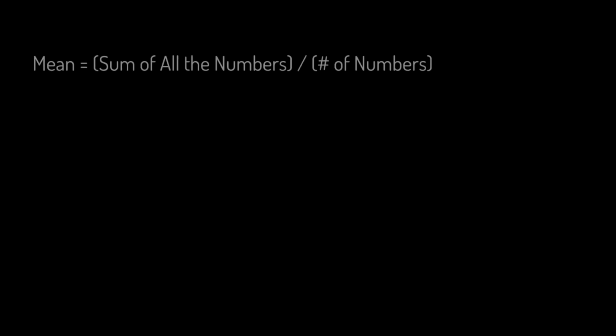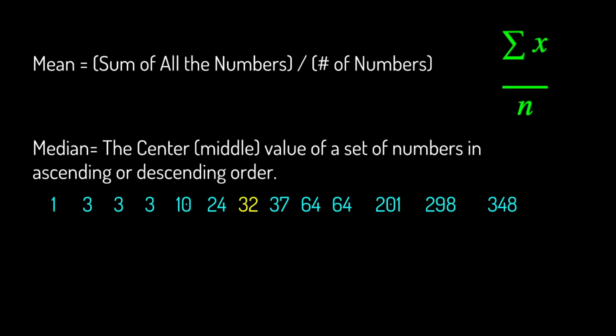The mean is the average we're most familiar with: the sum of all the numbers divided by the number of numbers. In more mathematical terms, it is defined as sigma x divided by n. Sigma means the sum of variables, therefore sigma x signifies the aggregation of the variables, and n stands for the number of numbers. The median is the center middle value of a set of numbers in ascending or descending order, as I mentioned before, a numerical order.